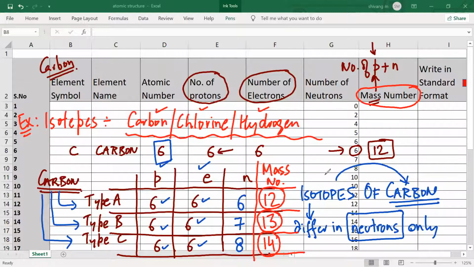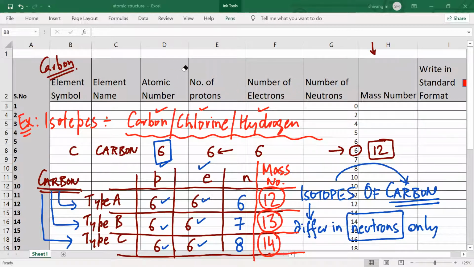Okay, so you gave the example of carbon over here. There are three types of carbon. In all types, the proton and the electron would be the same, but the neutron would be changed. Because the neutron is changing, the mass number would also be changed.